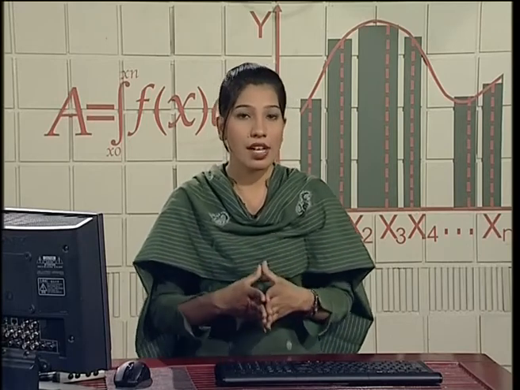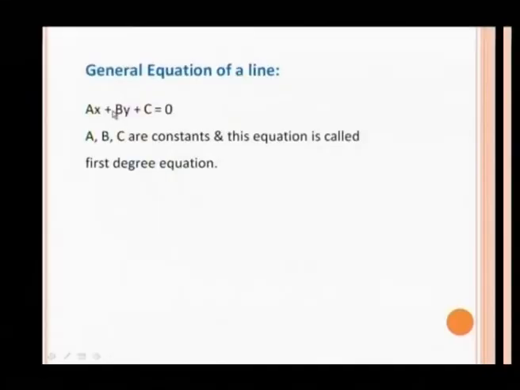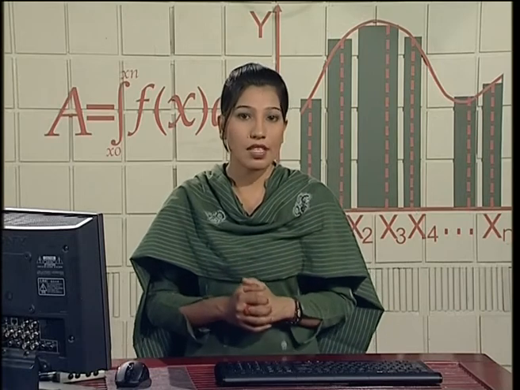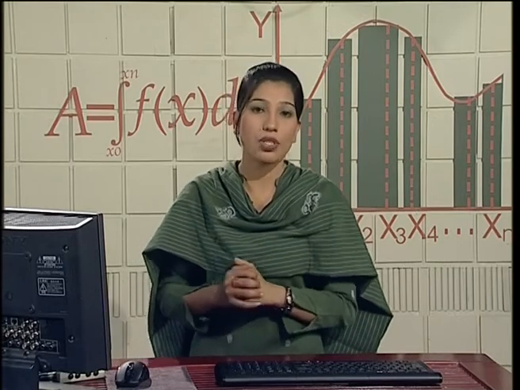You can see the general equation of a line on the screen. The general equation of a line is ax plus by plus c is equal to 0, where a, b, c are constants. And this equation is called a first degree equation or a linear equation. The general equation of a line is explained with the help of an example which is on the screen.